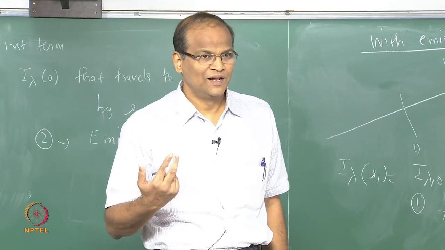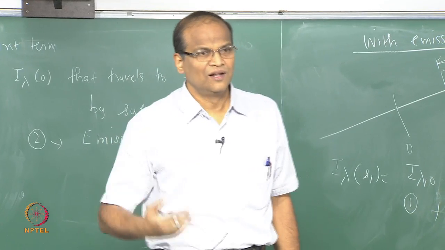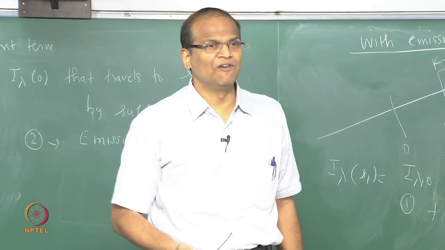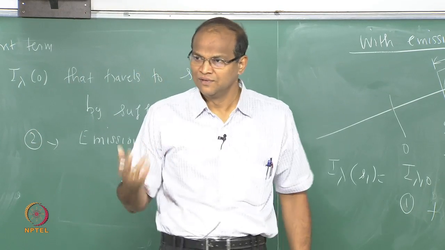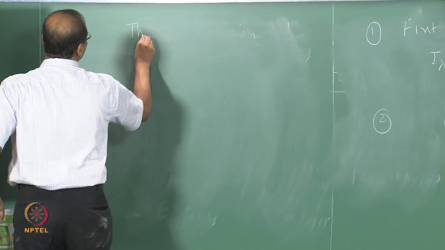Correct? And the straight question will be: if the depth is some 10 centimeters, kappa lambda is this much, rho is this much, this is this much, what is I lambda given I lambda naught? Okay? Now, the plane parallel approximation.